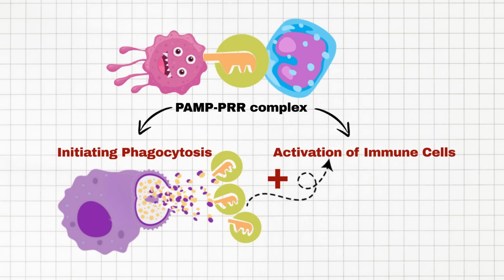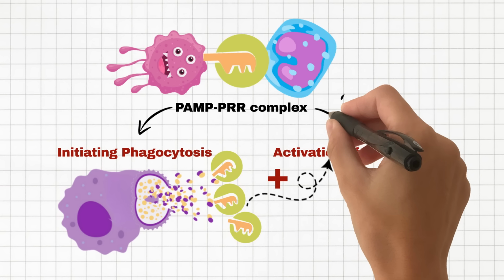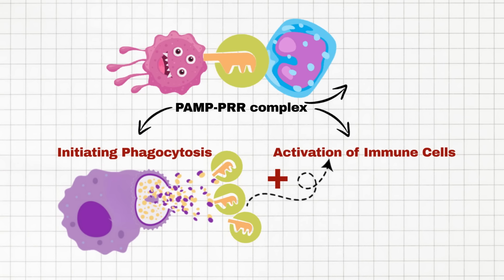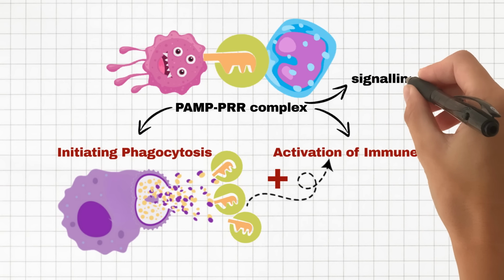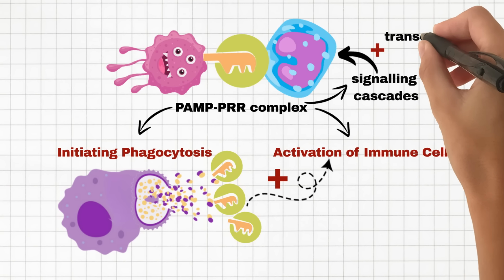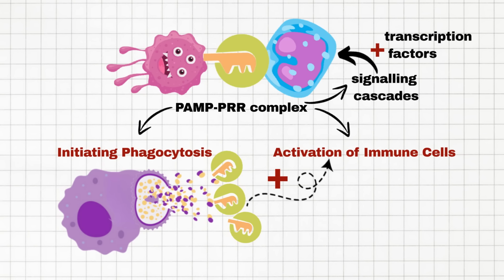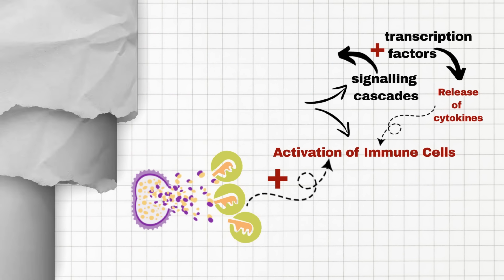Now let's focus on the activation of immune cells. The binding of pathogen-associated molecular patterns to pattern recognition receptors also initiates signaling cascades that activate transcription factors within the immune cell. These transcription factors lead to the production and release of cytokines and chemokines, which recruit and activate other immune cells, promoting inflammation and enhancing the overall immune response.